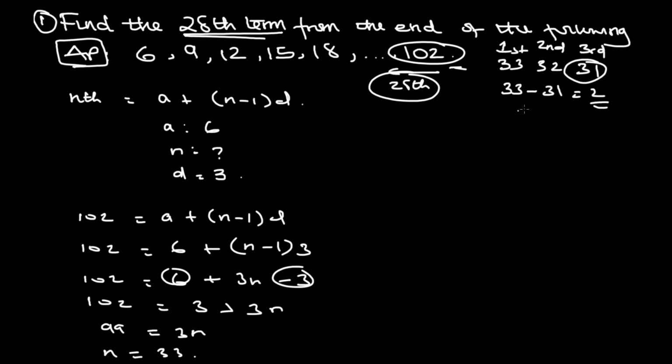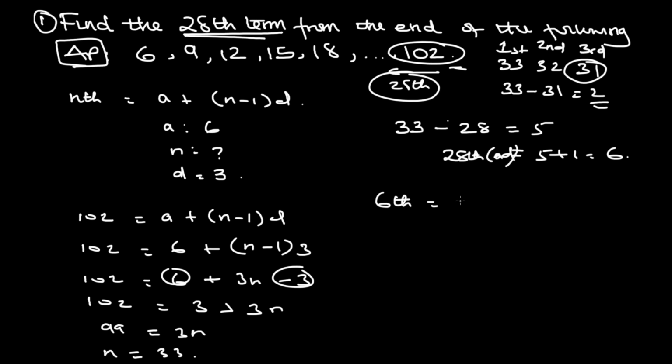Okay, so here we'll have to say 33 minus 28, so the 28th term from the end, which is equal to 5. But like we did here, it will need an extra 1. So the 28th term from the end is going to be 5 plus 1, which is equal to 6. So now that would be the 6th term.